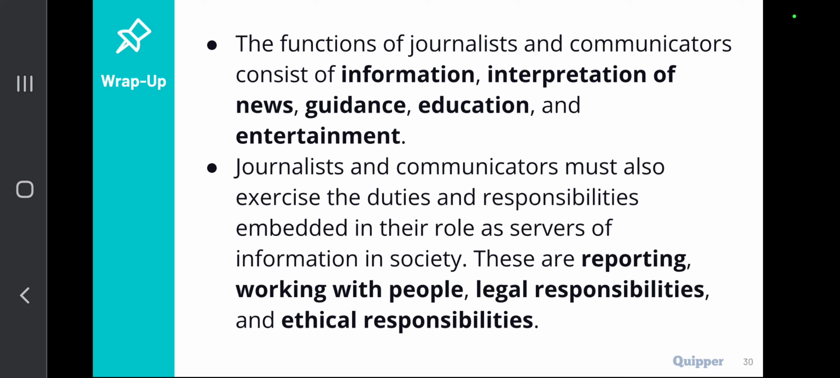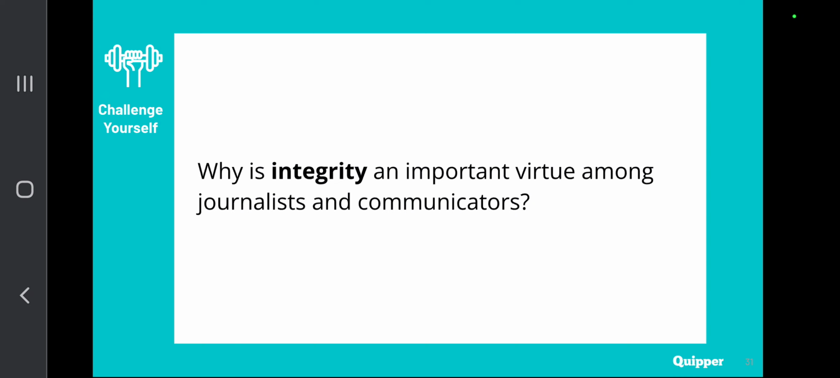Now, as what we have already discussed earlier, balik-balik na ko gina-emphasize, class, why is integrity an important virtue among journalists and communicators? I believe that you already have the answer to this question. So I want you to jot it down in your notebooks and present it comprehensively. Observe the proper parts of a particular essay. Why is integrity an important virtue among journalists and communicators?